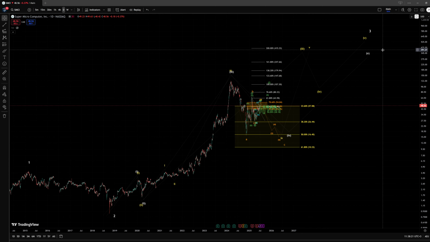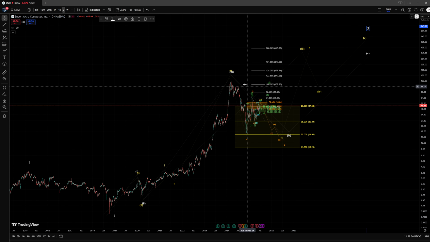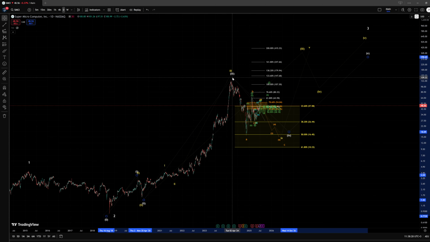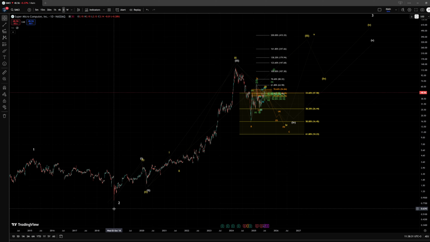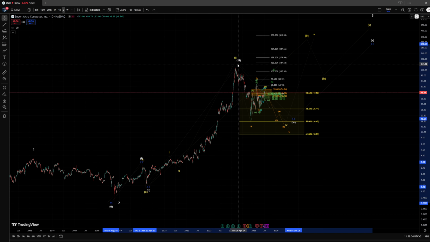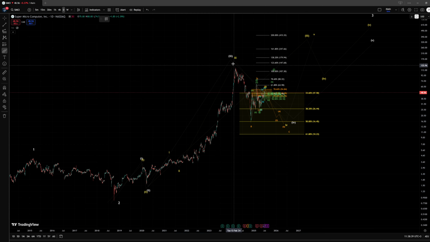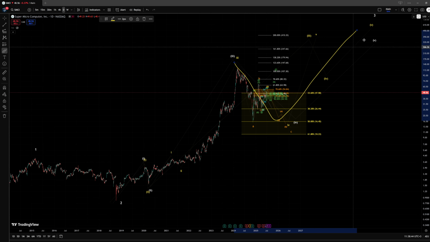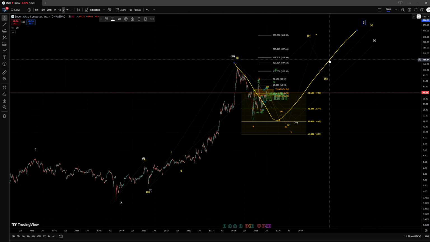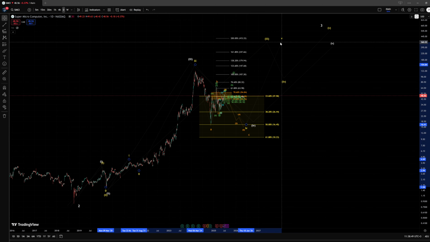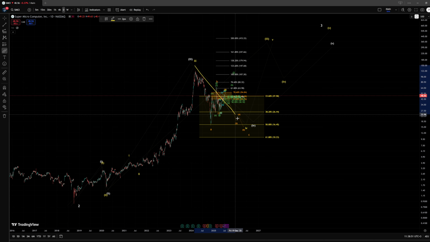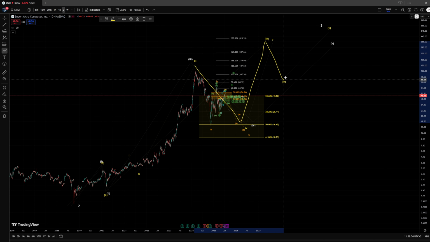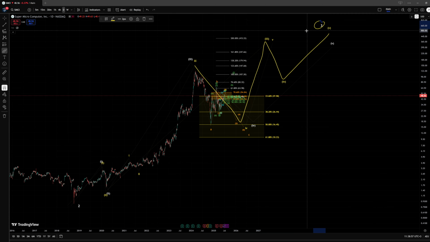In this video we are looking at Super Micro Computer, and we are mainly tracking this third wave to the upside. We have two scenarios within this third wave that started around 2018. The difference between these two scenarios is that in one of them we only expect the fourth and the fifth wave that are happening right now to finish this larger third wave, and in the other, the yellow scenario, we are expecting a fourth, a fifth, and then another 4, 5 to complete the larger third wave.